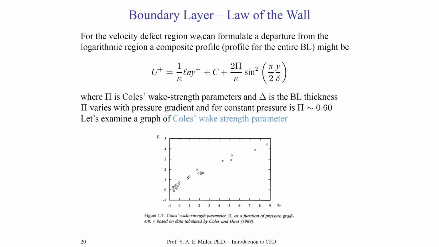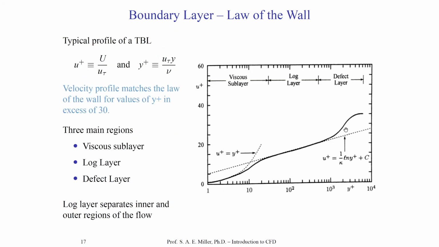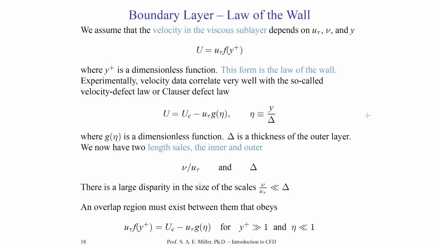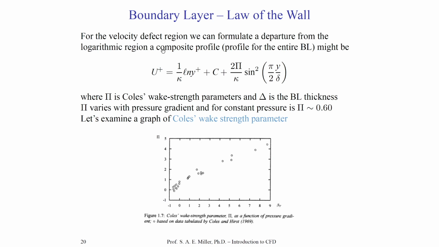Let's look at this particular statement, a departure from the logarithmic region. That's right here between 10 to the third and 10 to the fourth y plus. Here's the original log layer, and here's the departure from it. This is why it's a defect layer. It's defecting from, of course, the log layer to match the ambient velocity. This is what we see in all high-speed, fully turbulent flows. Beautiful. Let's look at the composite profile.